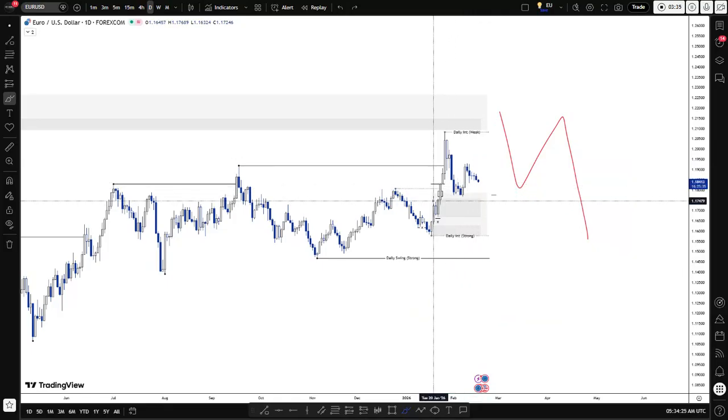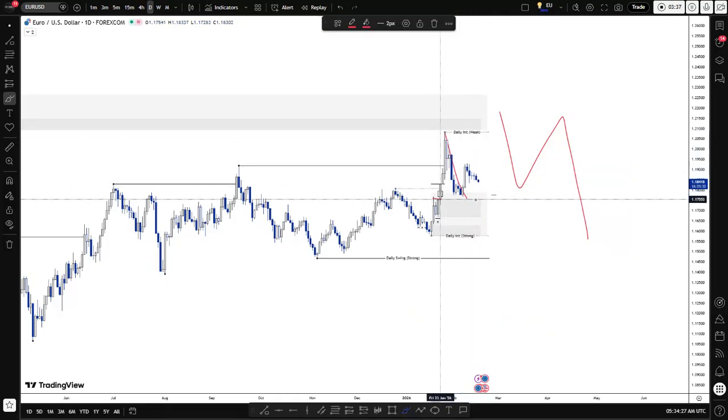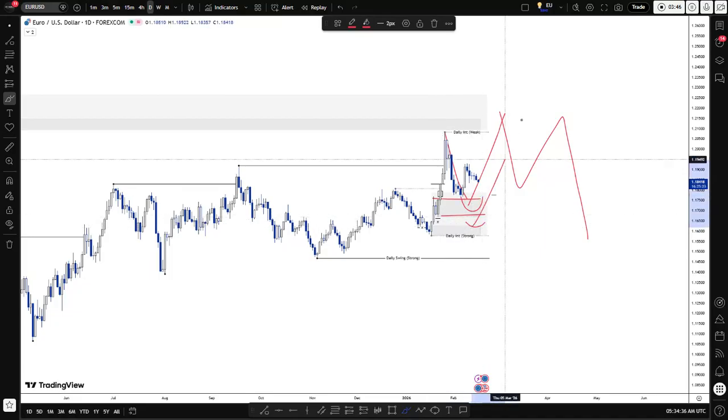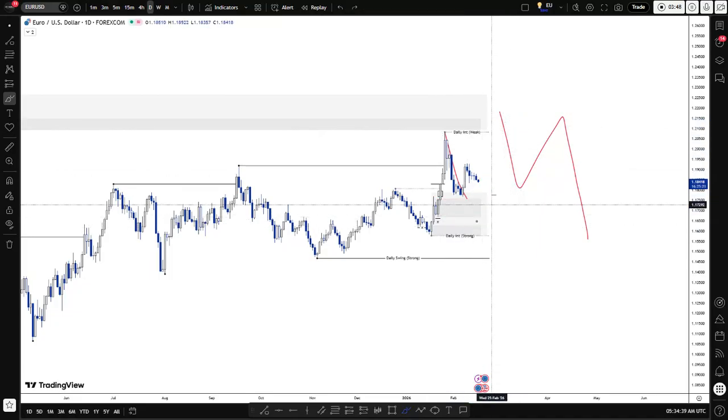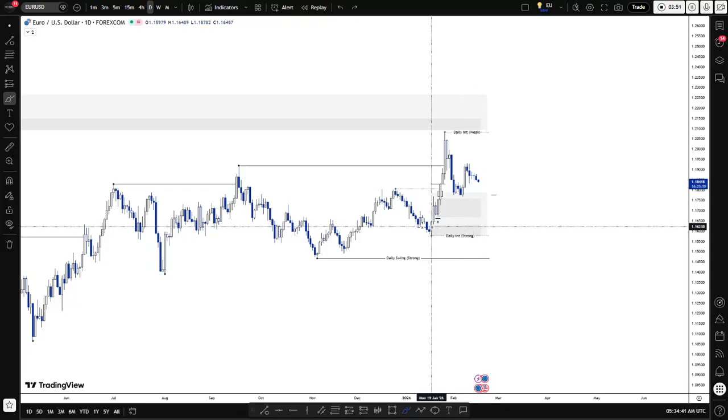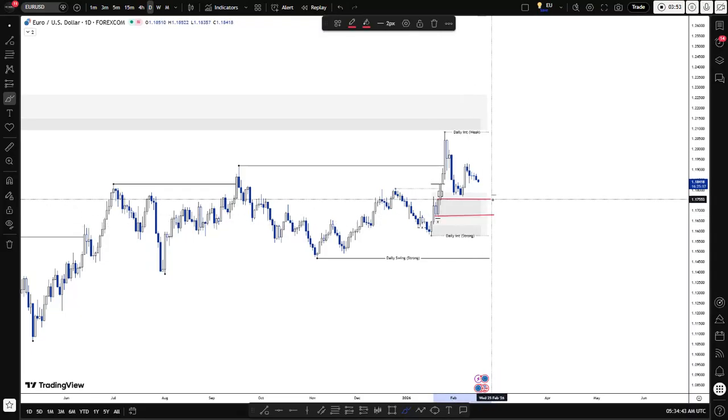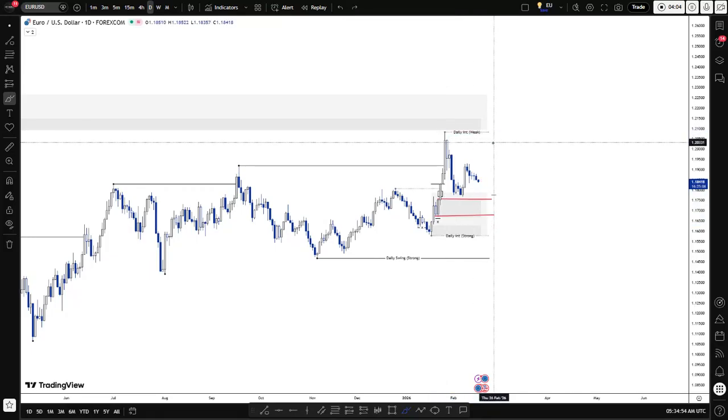I'm only viewing this as a pullback to this demand, and once price mitigates this demand, I'm expecting the internal lower high to be formed from here or even from here, and then price to target the weak internal high. Depending on how price mitigates these zones, because if we see price pulling back deeply, we'll have a significant pullback, and this will now be my daily swing weak high. So that's all for the daily time frame.